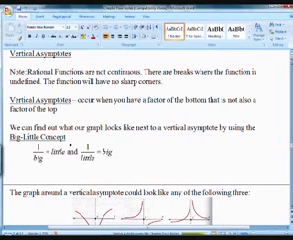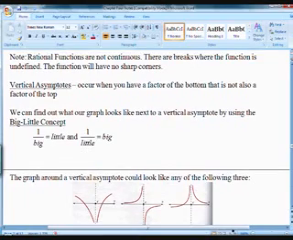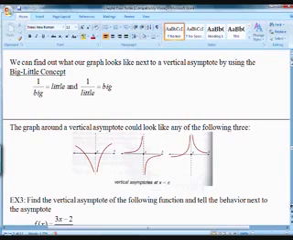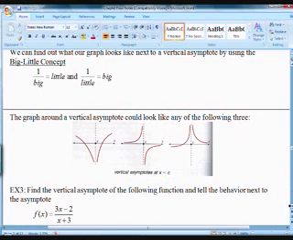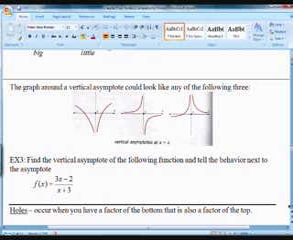I'm going to skip this big little concept for now and go down here. I don't know why I threw it in right there. It says the graph around a vertical asymptote could look like any of these following three pictures. You've got the vertical asymptote here. You can go down as you get closer. One could go up and the other side could go down, or they both could go up to positive infinity around that asymptote. Example 3 says, find the vertical asymptote of the following function and tell the behavior next to the asymptote, which is new this year.